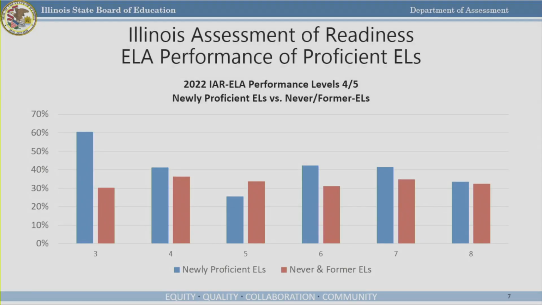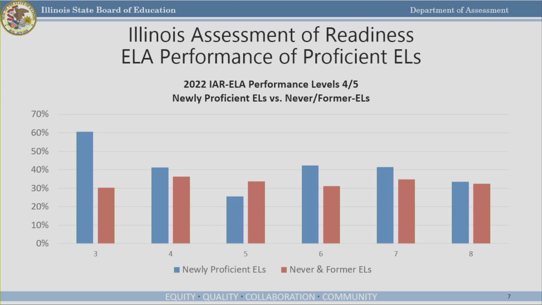Okay, so here we're comparing ELs who became proficient in 2022 and non-ELs. And on this chart, we're looking at all the students who scored at levels 4 and 5 on the Illinois Assessment of Readiness for the English Language Arts subject area. They met the state standard by scoring at the level 4 and 5.